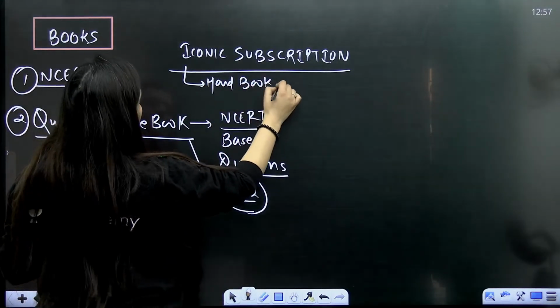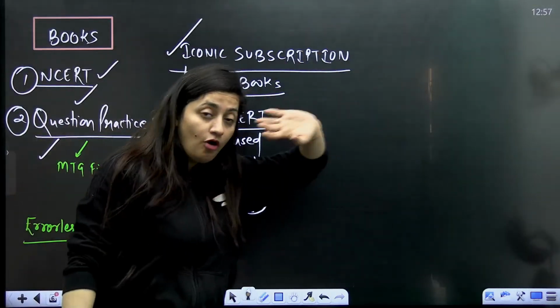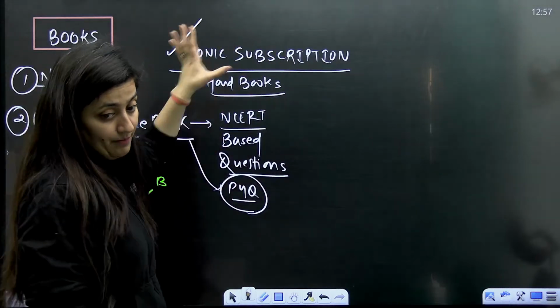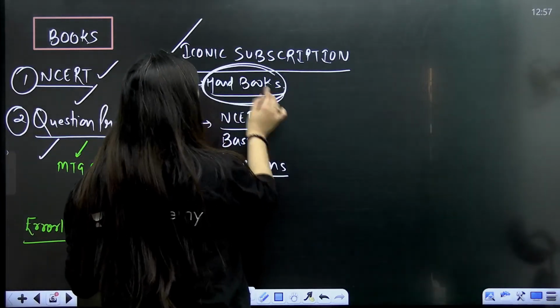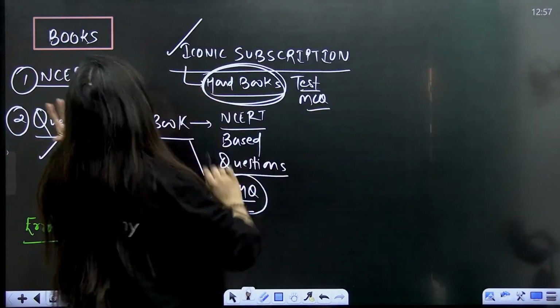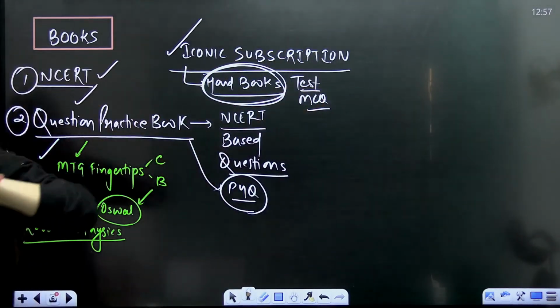First thing is, you will have access to all the batches. You'll have access to all the content that is available on the Unacademy platform. Plus, you'll get the hard copies and the MCQ practice books, so there is no need to buy these books. You can simply go for the Iconic subscription and you will get everything.